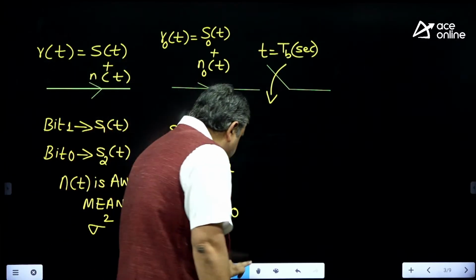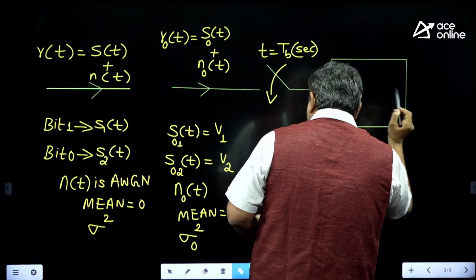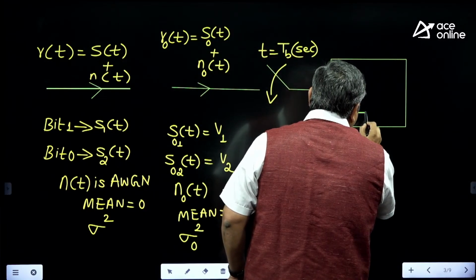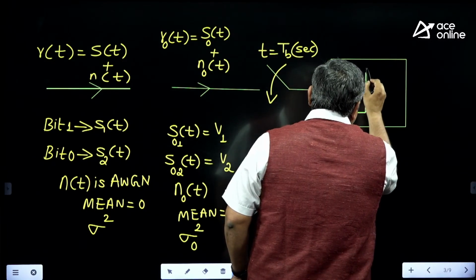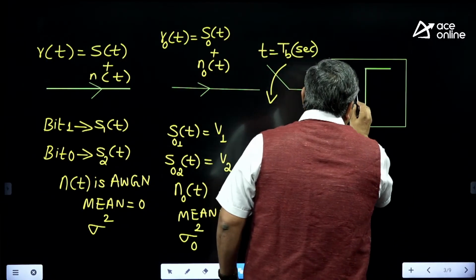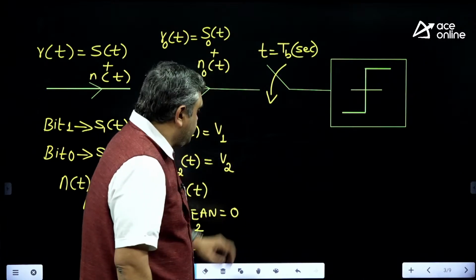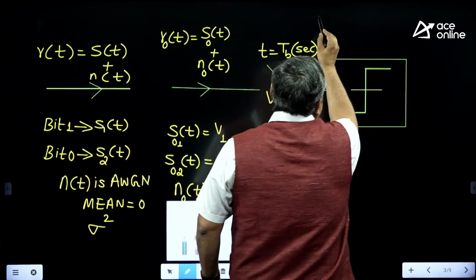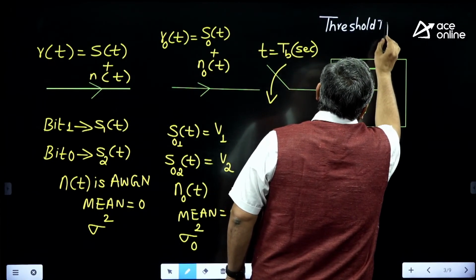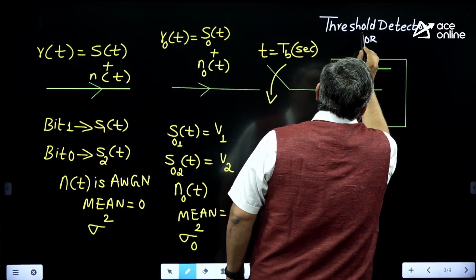Now, here comes the very, very important block. We give this as an input to a threshold detector. Generally the threshold detector symbol is represented in this fashion also. Some textbooks follow this notation also, so even in examination papers, sometimes you might be given it like this. This is what we call a threshold detector, a very, very, very important block. Another name for this threshold detector is decision making device.